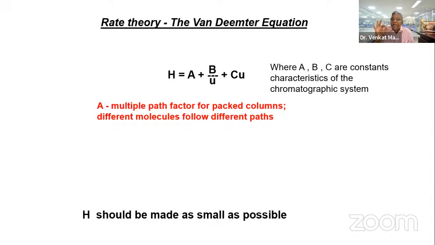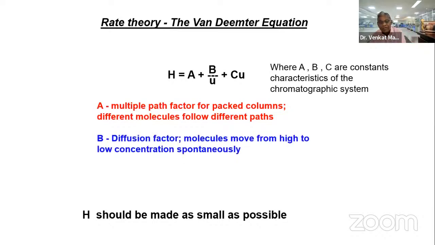The first different path is defined by the first constant called A. Second one, when it passes through, if the gap is very small, due to the interaction that occurs between the molecules, between the surface of the stationary phase as well as your sample, there's a diffusion factor involved. It is nothing but the concentration gradient.